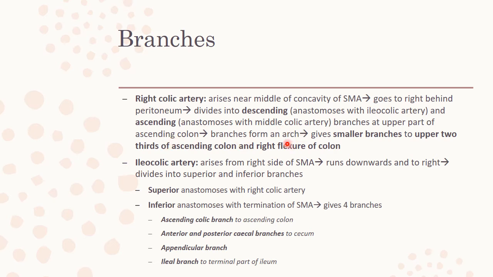And these branches are ultimately going to form an arch, which will give smaller branches to the upper 2/3 of the ascending colon and the right flexure of the colon. So the right colic artery is the artery of the ascending colon, the upper 2/3 of the ascending colon, and the right flexure of the colon.